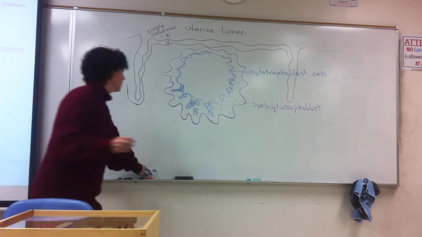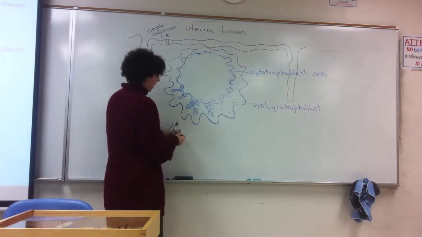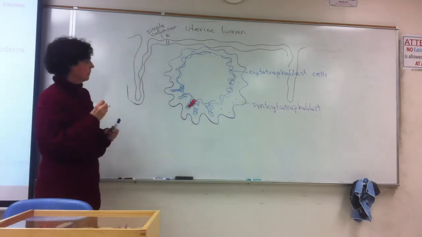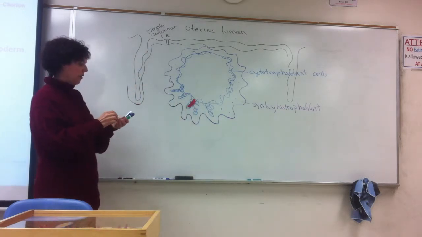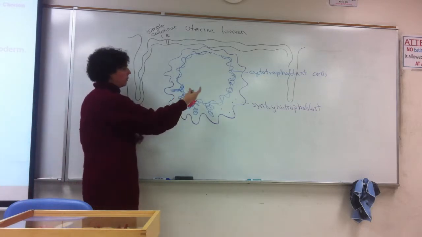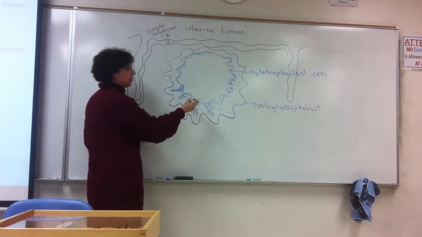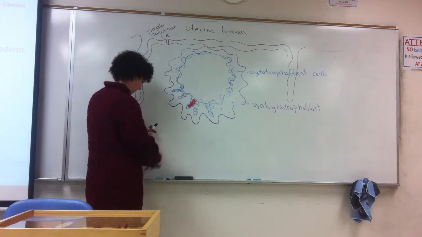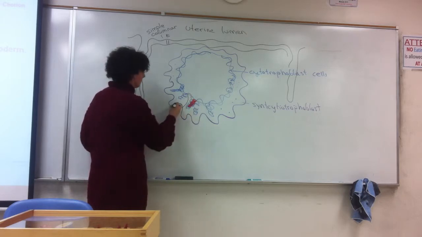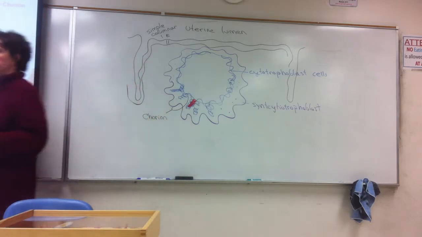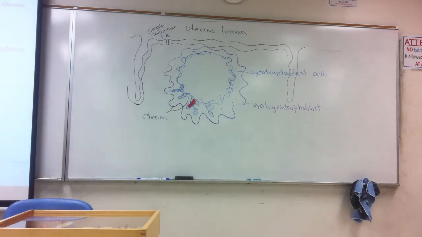I had a red pen here, wrong color. And so that's the fibroblasts and the developing blood vessels. So we call that combination of tissue, the syncytial trophoblast, the cytotrophoblast, and the extraembryonic mesoderm that's forming all of this, the chorion. And remember, chorion was fetal tissue, and we had two different types of chorion.